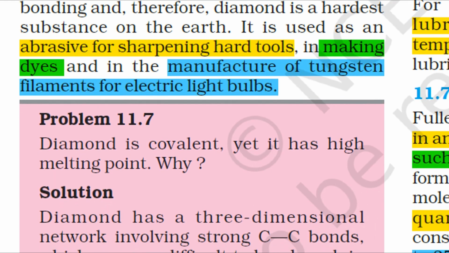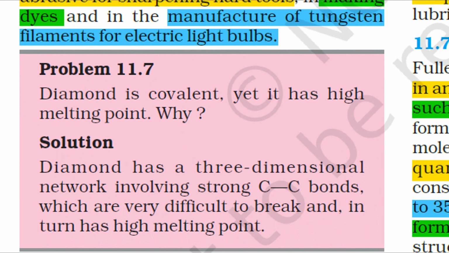Next, problem 11.7: diamond is covalent yet it has a high melting point. Why? So the answer is, diamond has a 3-dimensional network involving strong carbon-carbon single bonds which are very difficult to break and in turn has a high melting point.